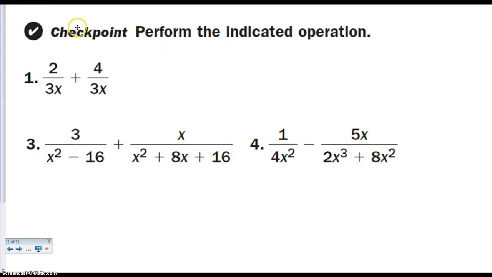What I want you guys to do for tomorrow is look at these 3 examples and try to do them, and we'll talk about them in class.